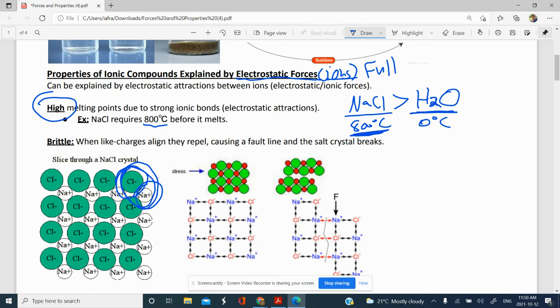The other interesting property about ionic compounds is they're usually brittle. So if I were to hit a crystal with a hammer or drop it, it would crack. You'd see the little cracks that form along the crystal. And the reason for that is, again, because of the full ion charges.